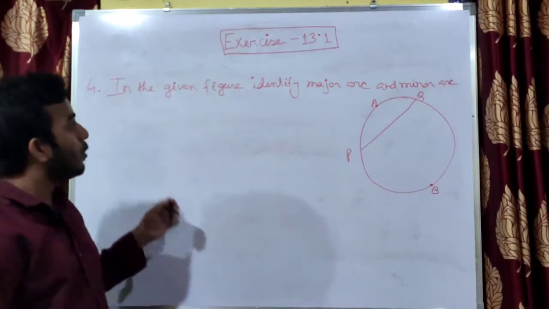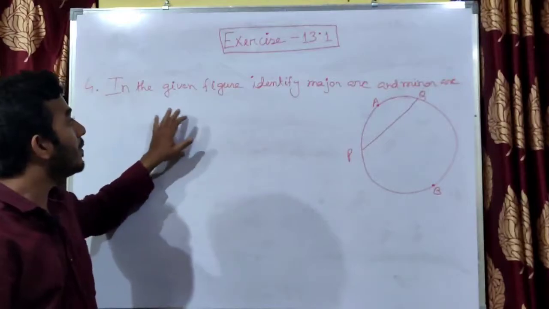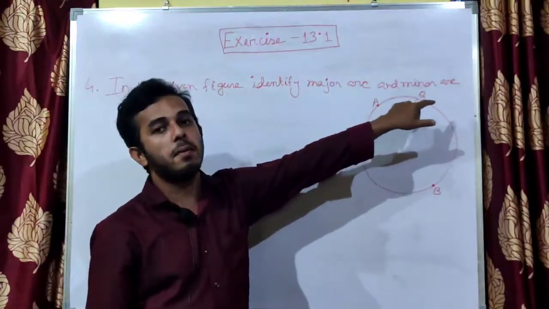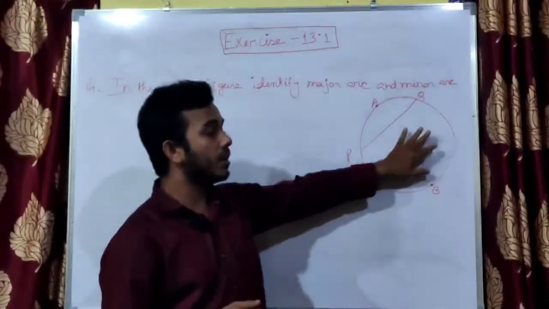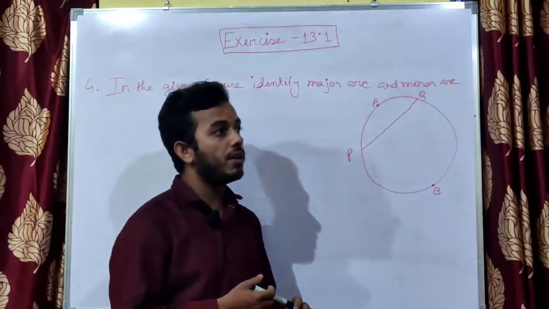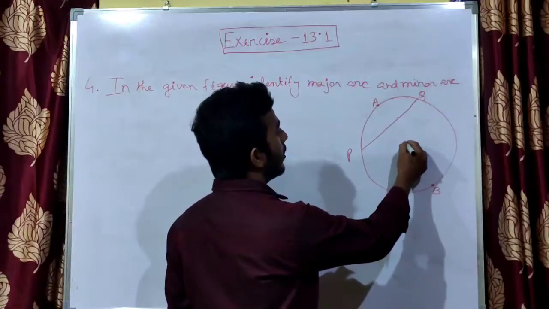So now let's come to our fourth question. In the given figure, identify major arc and minor arc. So what is asked in the question? This is the figure. In this figure, we have to identify a major arc and a minor arc.